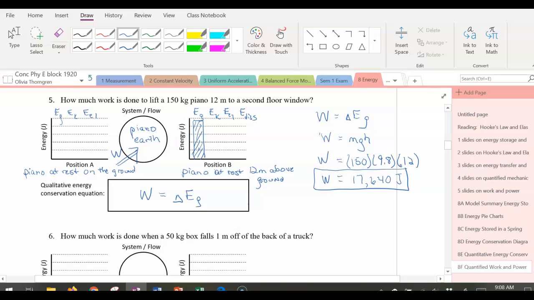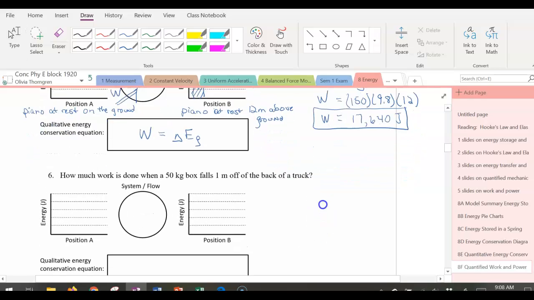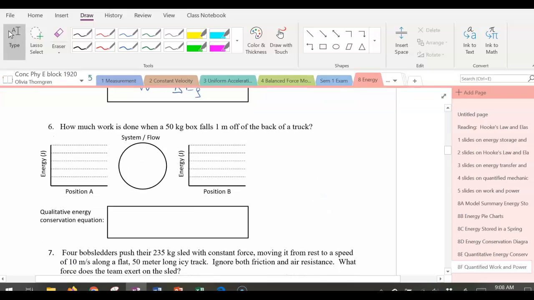Okay, let's take a look at number 6. Here we're asking how much work is done when a 50 kilogram box falls off the back of a truck. We're probably talking about the box and the earth being our system. At position A, the box is at rest, 1 meter high, sitting on the bed of the truck, so it's 1 meter above the ground. At the end, the box is at rest, but it's on the ground.